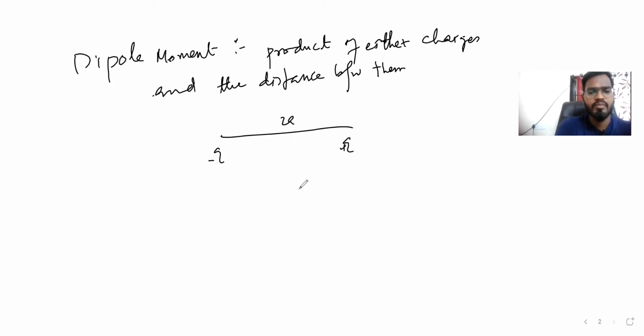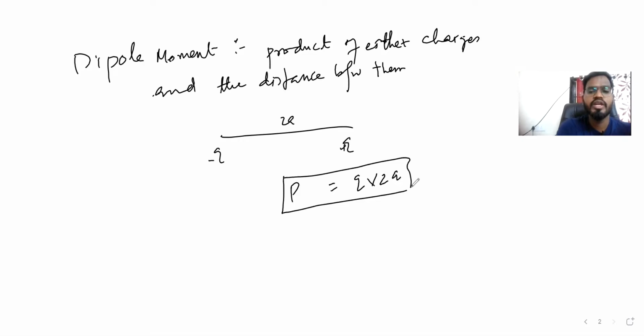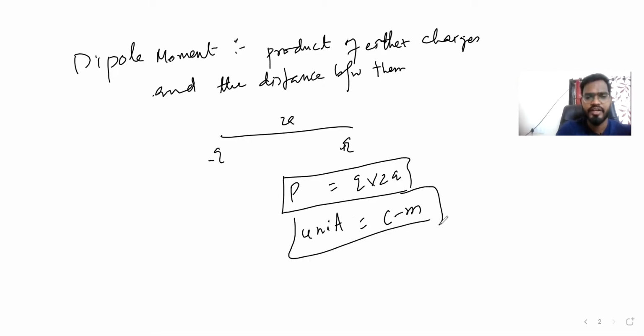It is a vector quantity. It is denoted by P, which is equal to the product of either charge, so q into 2a. Any charge you can take; generally we take the positive charge. The unit is coulomb and then distance, so coulomb meter, not centimeter. It is coulomb meter.